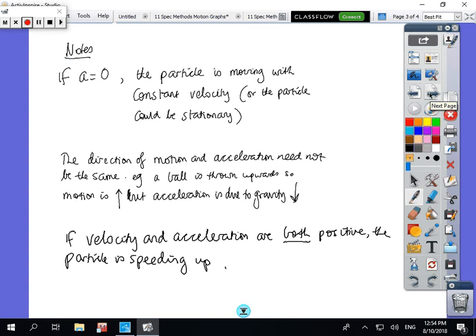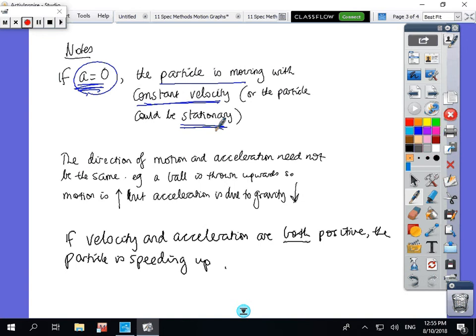Just some additional notes. If the acceleration is 0, the particle is moving with constant velocity, but the particle could also be stationary. The way of thinking about that is, if you're traveling in a car at constant velocity, 60 kilometers per hour down Northbourne Avenue, and you close your eyes, your body can't tell if you're moving with constant velocity or stationary. If the acceleration is 0, you can't tell the difference.